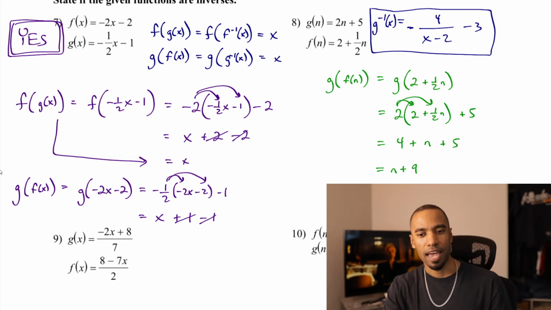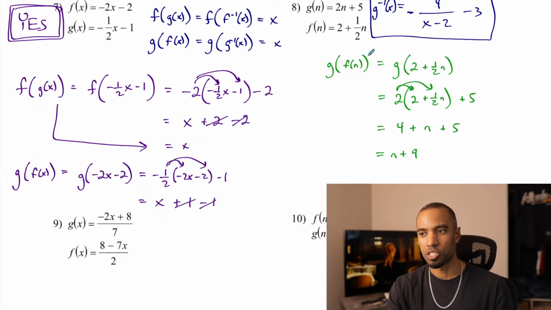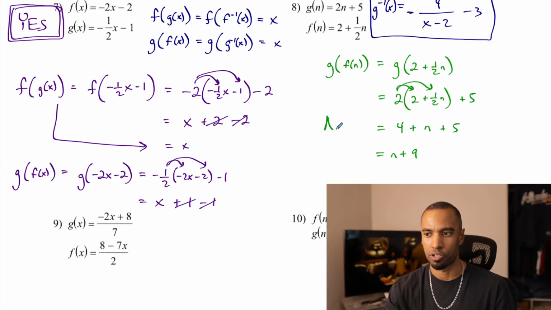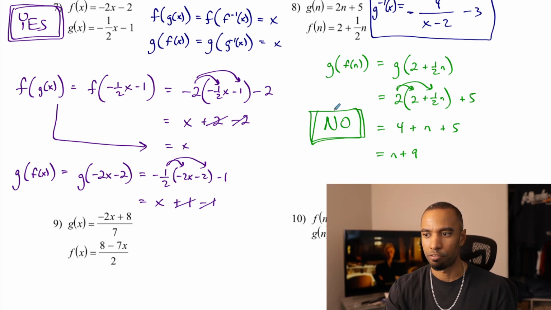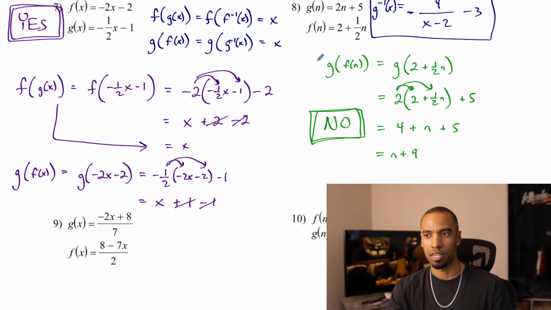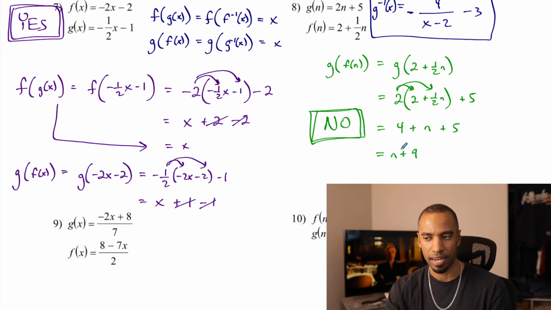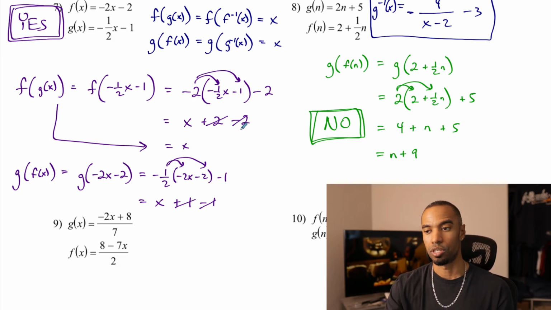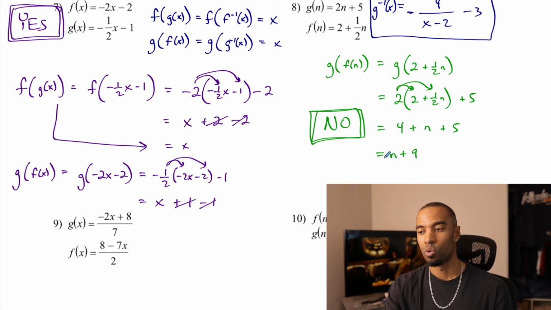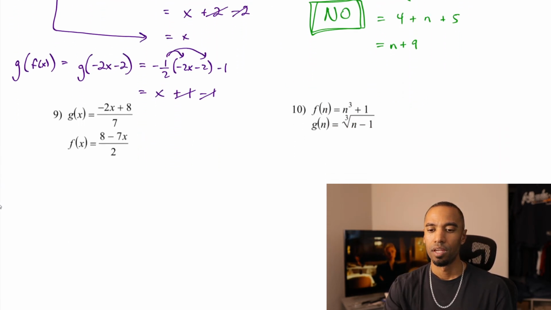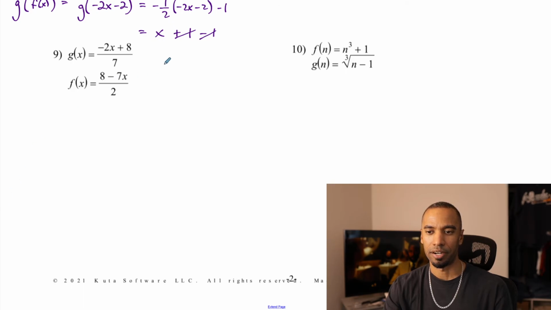So that's not just n. Because it's not just n, that means that these are not inverses of each other. If we apply the composition and don't just get n out, then the other way shouldn't work either. This is a no. We don't have to test more than that. We didn't just get n out. All right, let's try number 9 here.